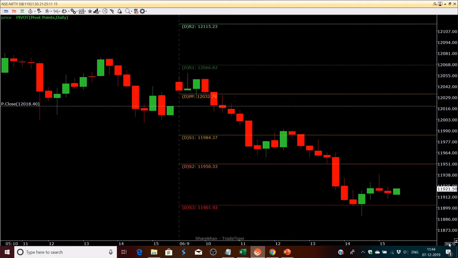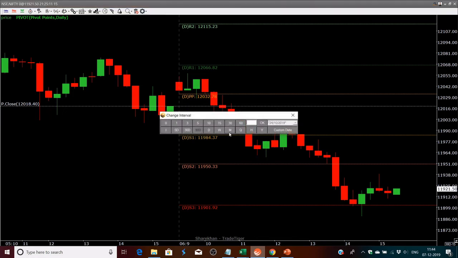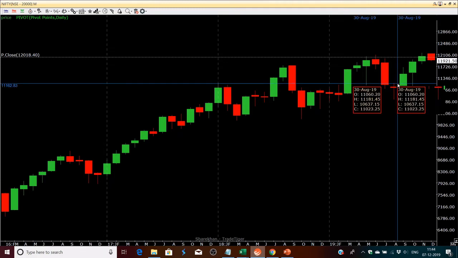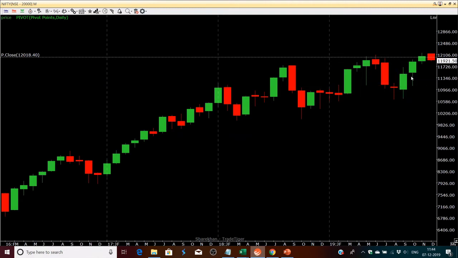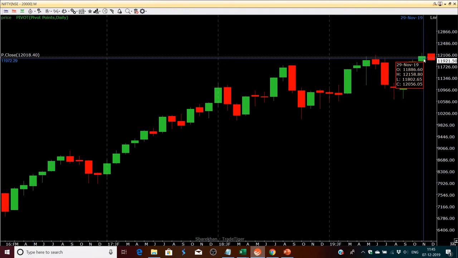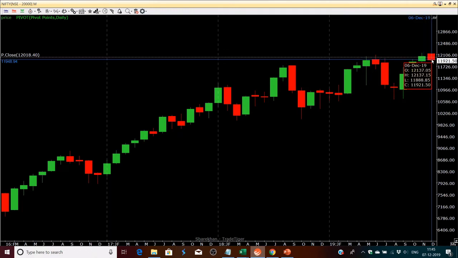Okay, Nifty, let's analyze this from the monthly time frame. On the monthly time frame, Nifty has been going up in similar fashion. This top is taken out and the trend has changed to bullish, bullish, bullish. And here, what is the low of this? Low of this is 11,802. So if Nifty breaks 11,802 this month, the trend will change to bearish.